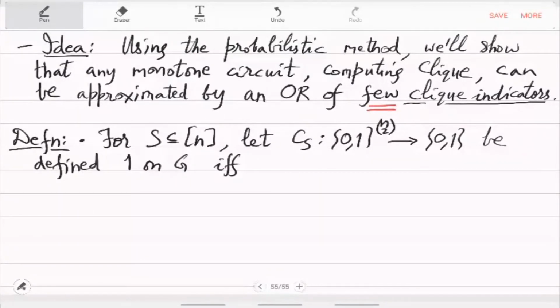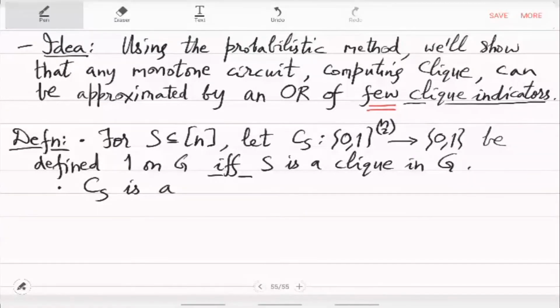So it outputs 1 on G if and only if S is a clique in G. Okay, just test this. And this CS is called the clique indicator of S.